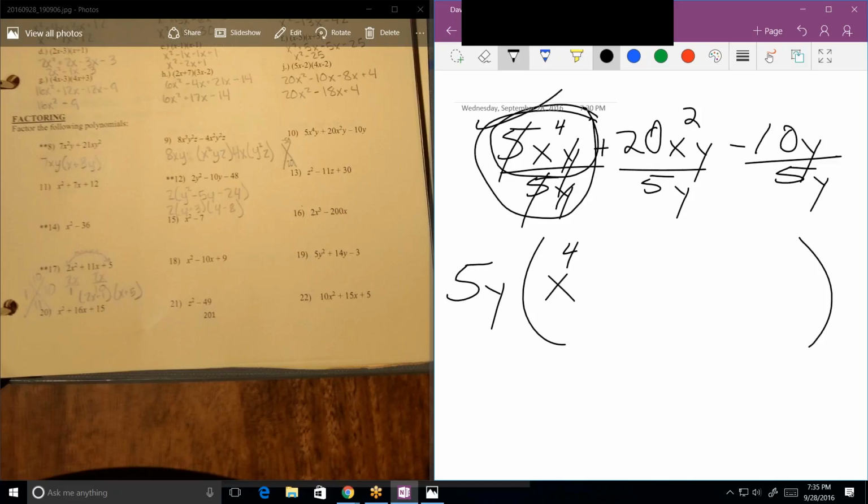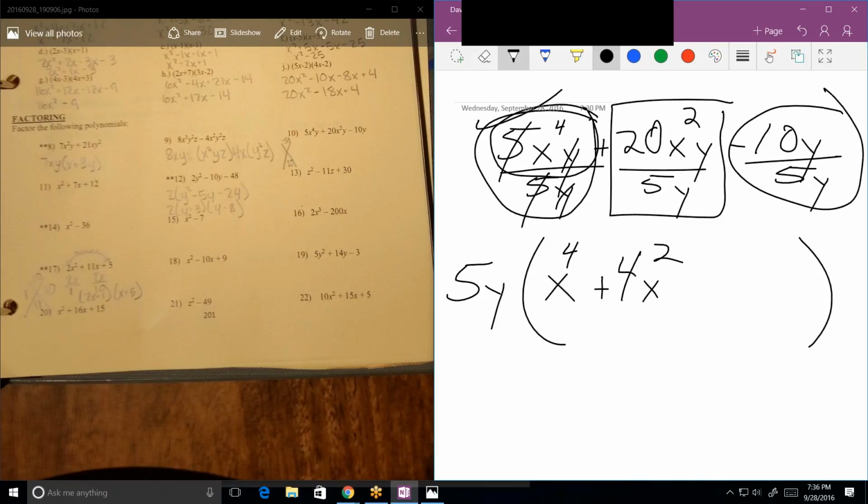Okay. Now, what's the second term? Do that division, so it'd be 4x to the second. And the third term. And then it would be minus 2, because we don't want the y, since it'd be y to the second.